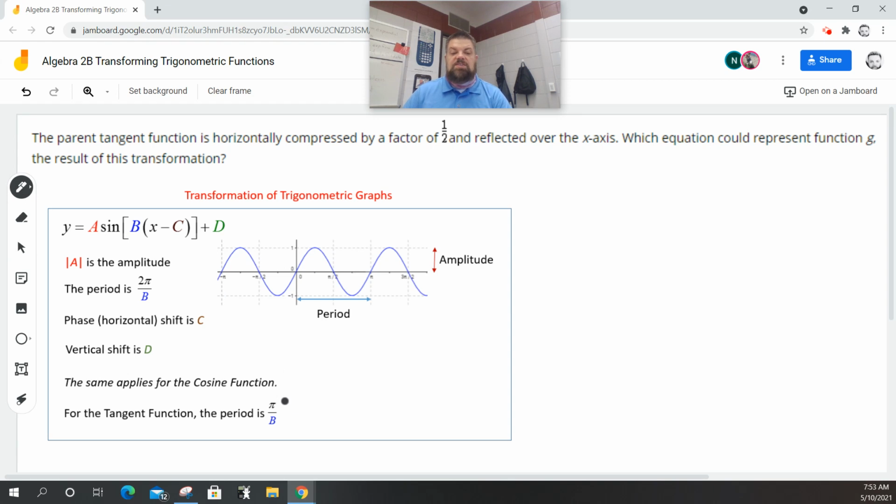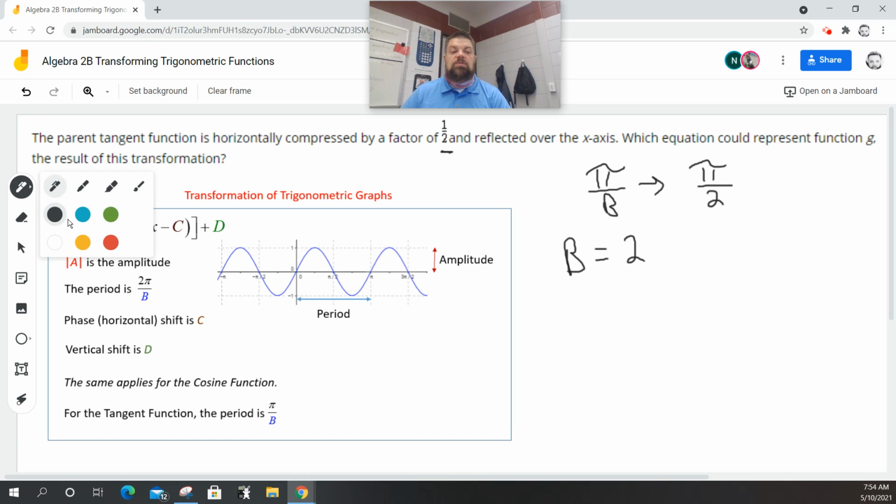When we compress that, that's B, because the period for tangent is pi over B. But it says it's compressed to 1/2 of that. So by default, B equals 1. So the period of tangent is pi, right? But when we have a factor of 1/2, that means it would be 1/2 of pi. Okay? So that means that B is equal to 2.